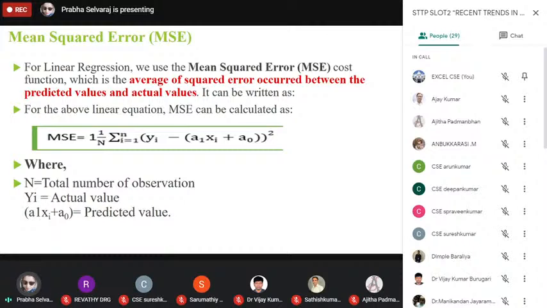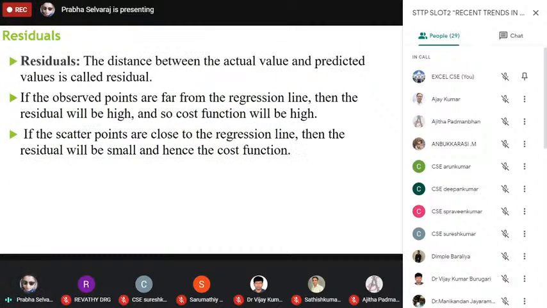So which will be the cost function. Okay, so this you should remember. Next one is residual. So what is residual? It is nothing but the distance between the actual value and the predicted value. So what is the distance? My predicted value is 250, my actual value is 225. Then the difference, 25, is said to be the residual.